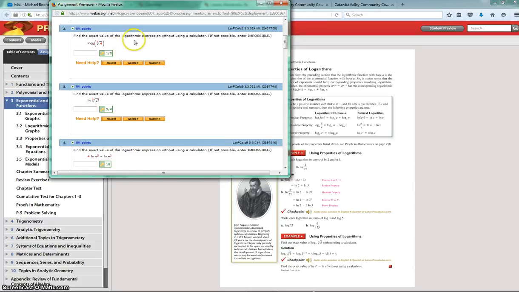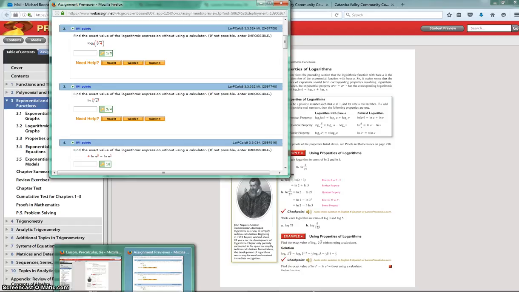Find the exact value of the logarithmic expression. Well, again, this whole thing right here represents an exponent. Log base 4 of the third root of 4 equals an exponent. So 4 to what power equals the third root of 4? And this is just being able to recognize that this is just 4 to the 1/3.